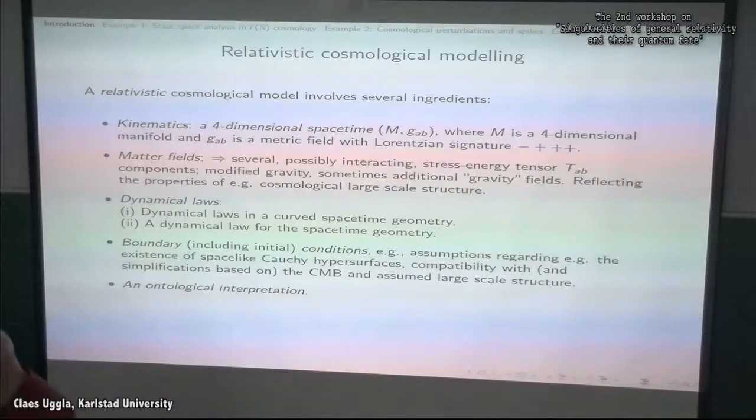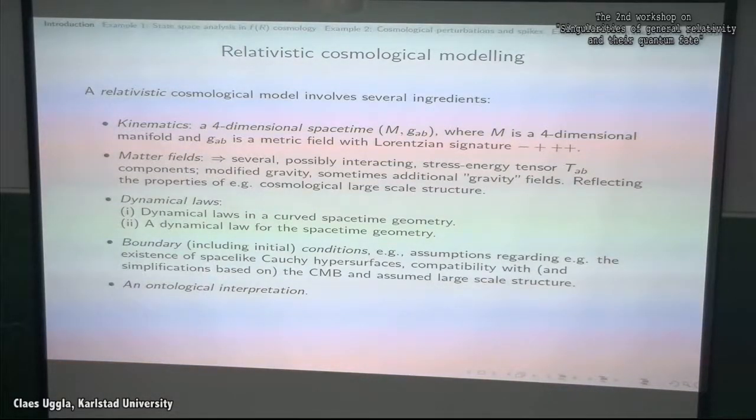This is within a research program which I might call relativistic cosmological modeling. And with this I mean that kinematically, I'm restricting myself to 4-dimensional spacetimes with a Lorentzian signature. We have matter fields in cosmology. With the advent of dark matter and dark energy, there are lots of matter models going around. You have to have something, but it should be compatible with large-scale structure and associated simplification.